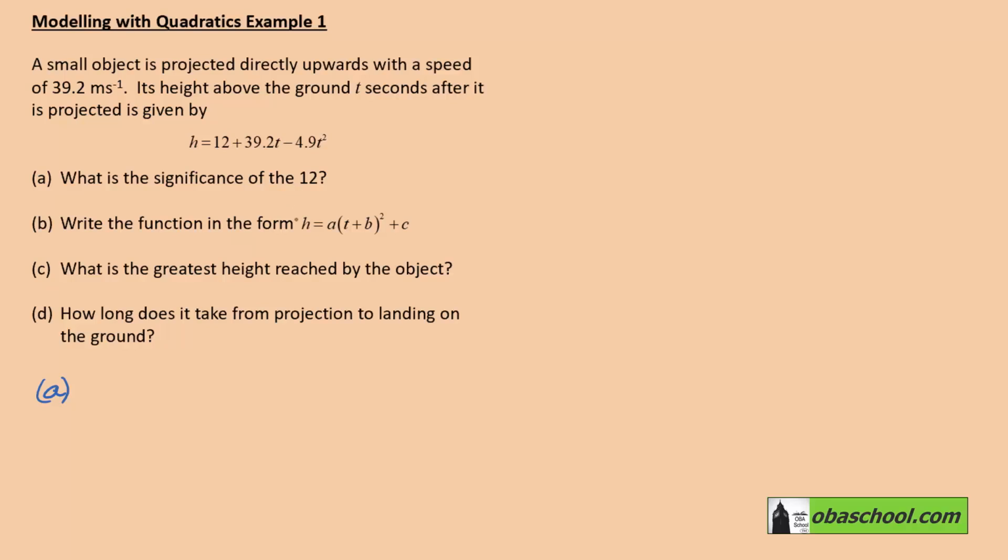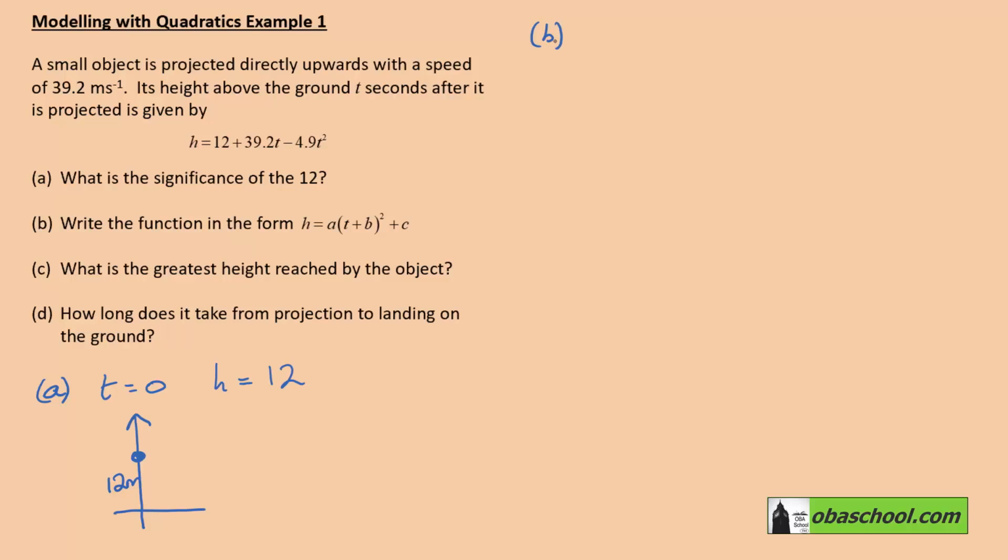What is the significance of the 12? Well, if t is equal to 0, h is equal to 12. So what should be clear is that the object is projected directly upwards, but from a height of 12 meters above the ground. So that's the point of projection.